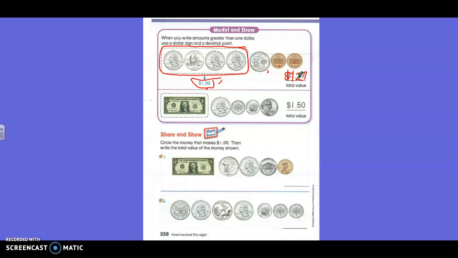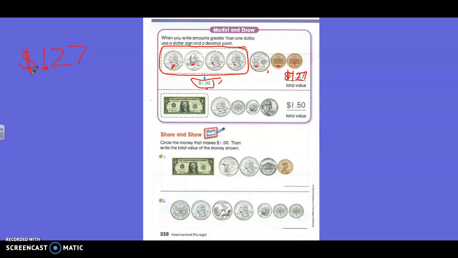Or you know what? If you just counted 25, 50, 75, 100, 125, 126, 127. If you wrote 127, all you gotta do is make sure you have a dot between your last two numbers and then put your dollar sign. Looky there. 127 cents. $1.27. Hey, it's the same.